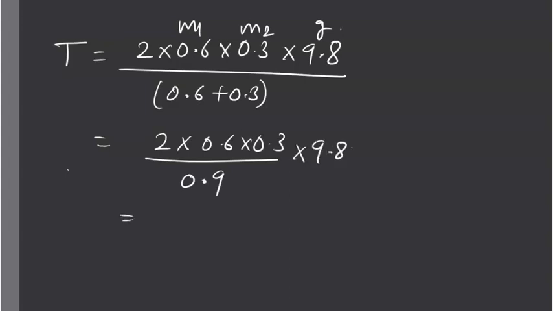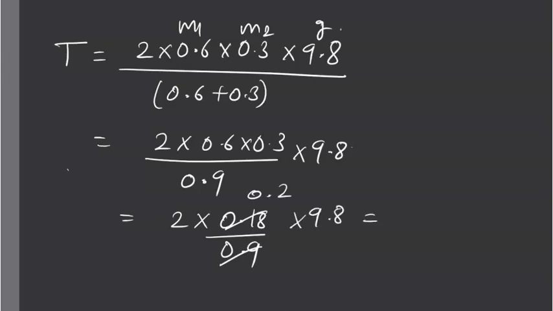Now this is what? This is 0.18, so 2 into 0.18 divided by 0.9. This will be cancelled and it will become 0.2. So this will be 0.2 into 9.8 into 2. So 0.2 into 2 into 9.8, we get 3.9 Newton. So the tension is 3.9 Newton.